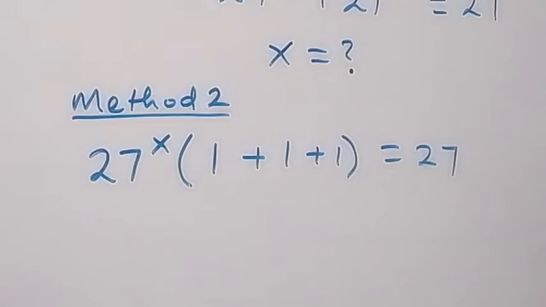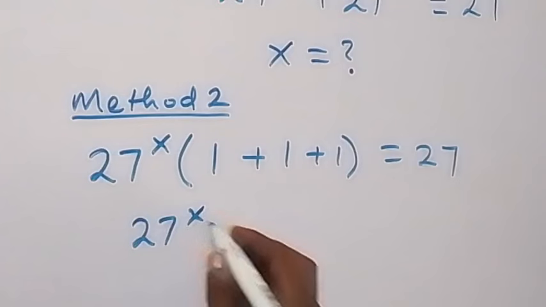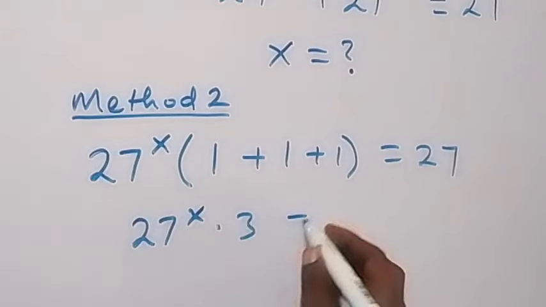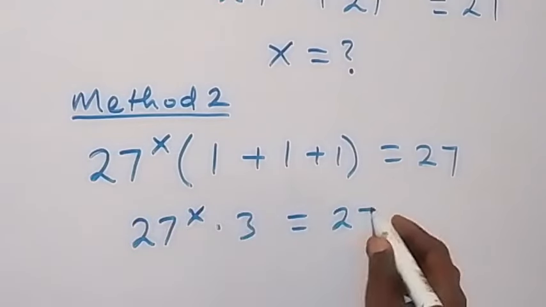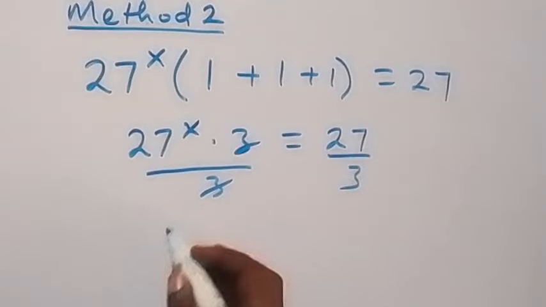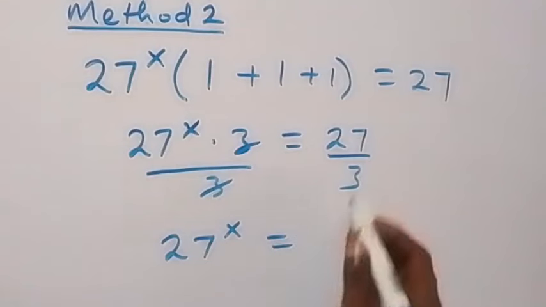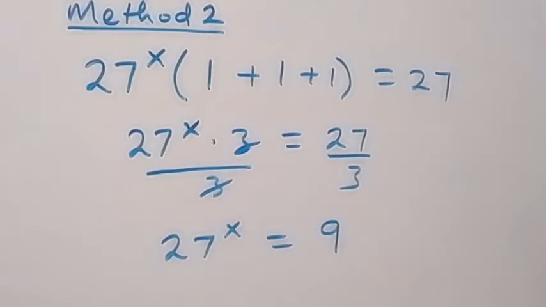Then from here, this is 27 raised to the power x times 3 equals 27. Then divide both sides by 3, and the 3 will cancel out. We are left with 27 raised to the power x, which equals 27 over 3, that's 9.